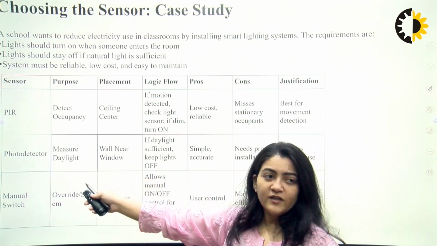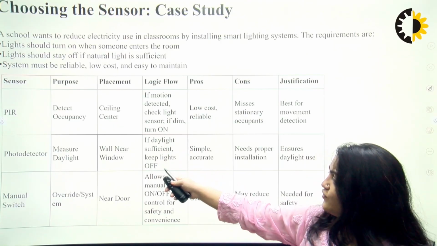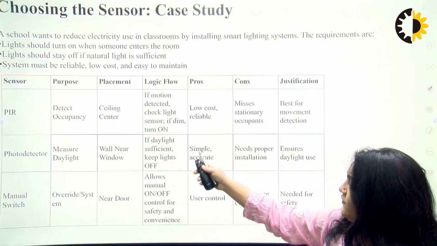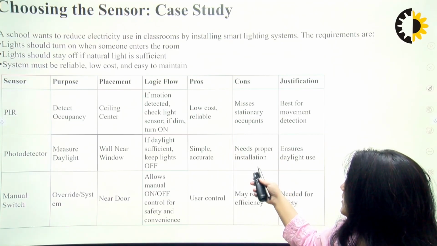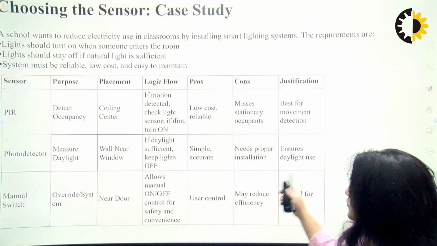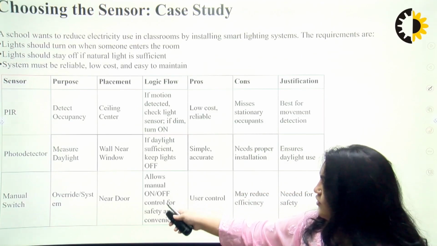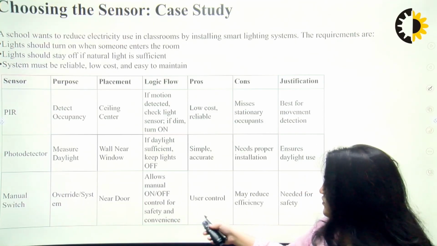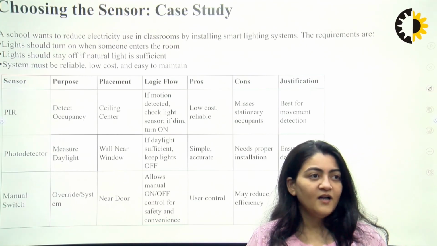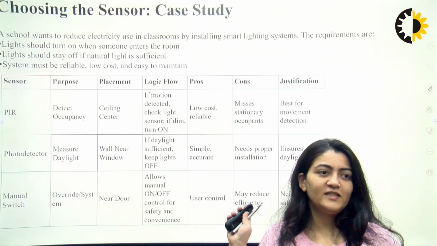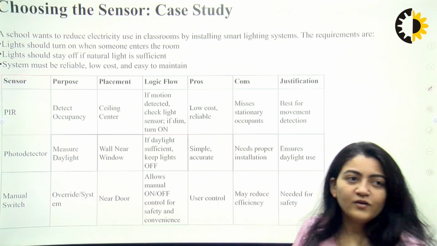Then we have a photo detector, whose purpose is to measure daylight. Placement is on the wall near the window. Logic flow: if daylight is sufficient, keep lights off. Pros: simple, accurate. Cons: needs proper installation. Justification: ensures daylight use. Then we have a manual switch, to override the system, near the door, allowing manual on and off control for safety and convenience. Pros: user control. Cons: may reduce efficiency, needed for safety. So this is the comparison of how you will choose, because we need a low cost or a simple, accurate one. Okay, thank you so much.